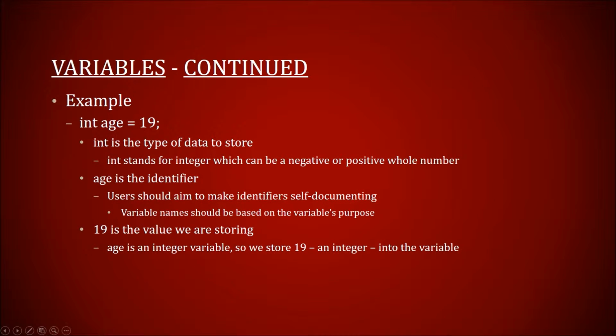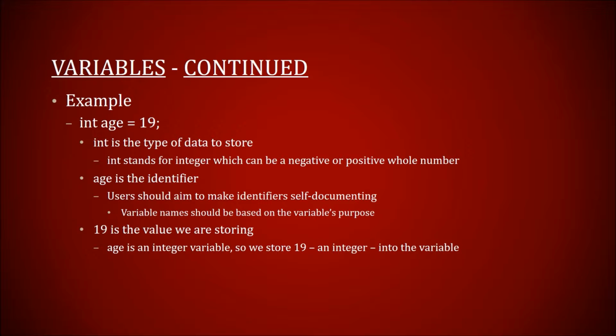So here's a quick example of a variable right here, int age equals 19. So kind of going through this one word at a time, int is the type of data that we're going to store. And int stands for integer, which can be a negative or positive whole number. Next up is the age. That's the identifier I was talking about. So identifiers should be sort of self-documenting, meaning you should name your variables based on its purpose. For example, age is going to describe how old something is. 19 is the value we're storing into it.